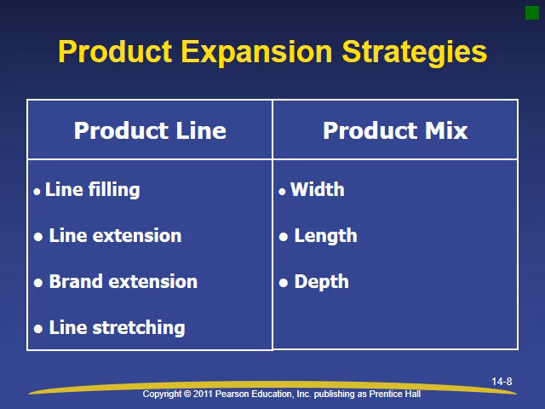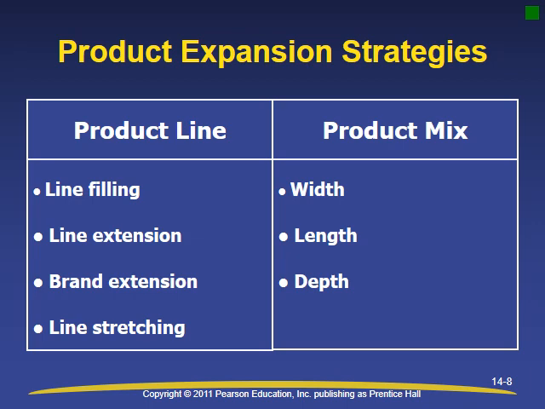An organization with several product lines has a product mix. A product mix is a collection of goods and services offered for sale. Three important dimensions of a company's product mix are width, length, and depth. A company's product mix is wide if it has several different product lines. For example, if an automobile manufacturer offers trucks, cars, and SUVs.